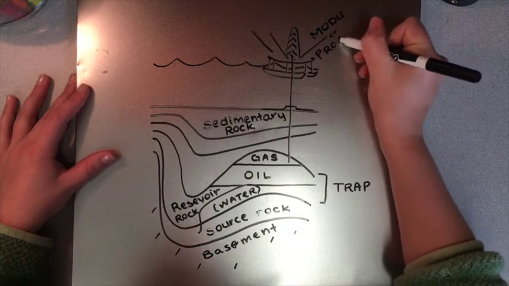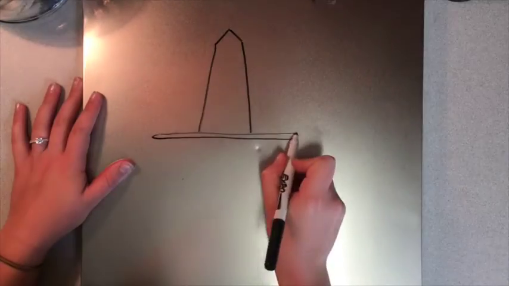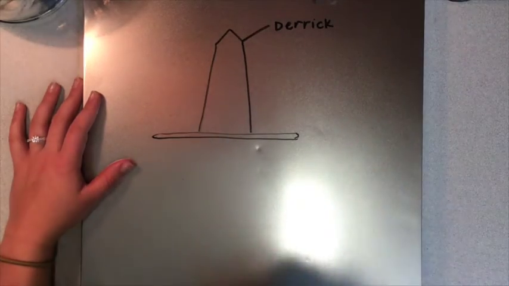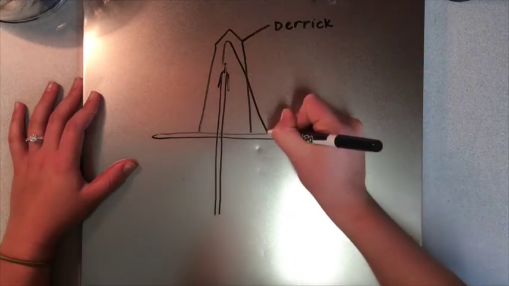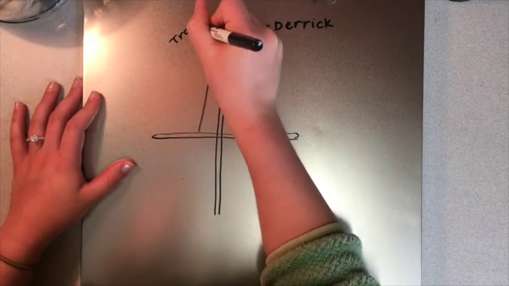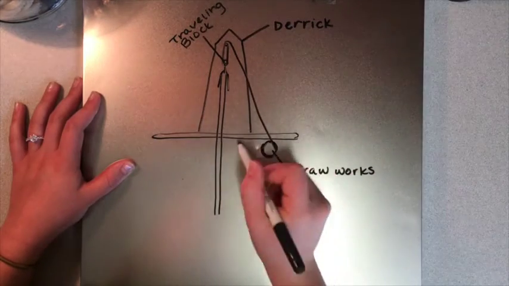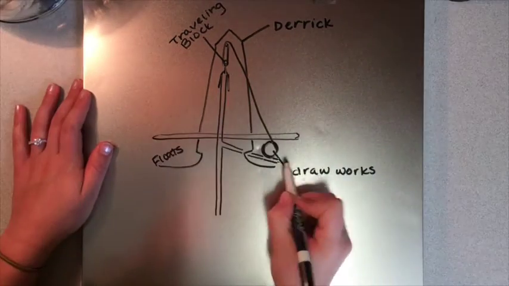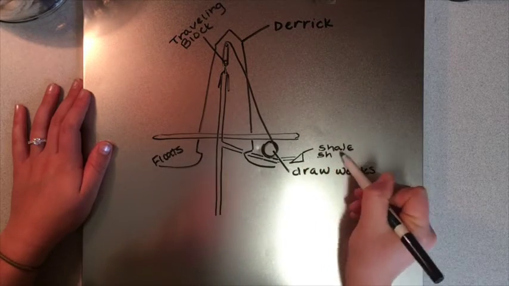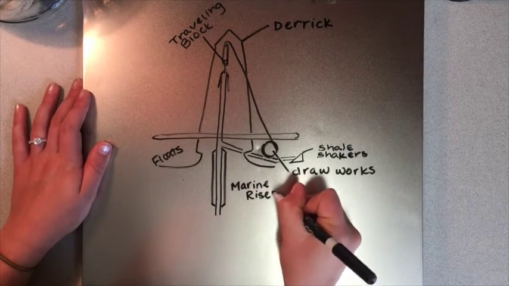Here we see a MODU, or a mobile offshore drilling unit, also known as a production platform. Now let's take a more detailed look at the mobile offshore drilling unit. There are multiple types of mobile offshore drilling units, including jackups, semi-submersibles, and drill ships. But all of them share these common apparatus used in the drilling process.